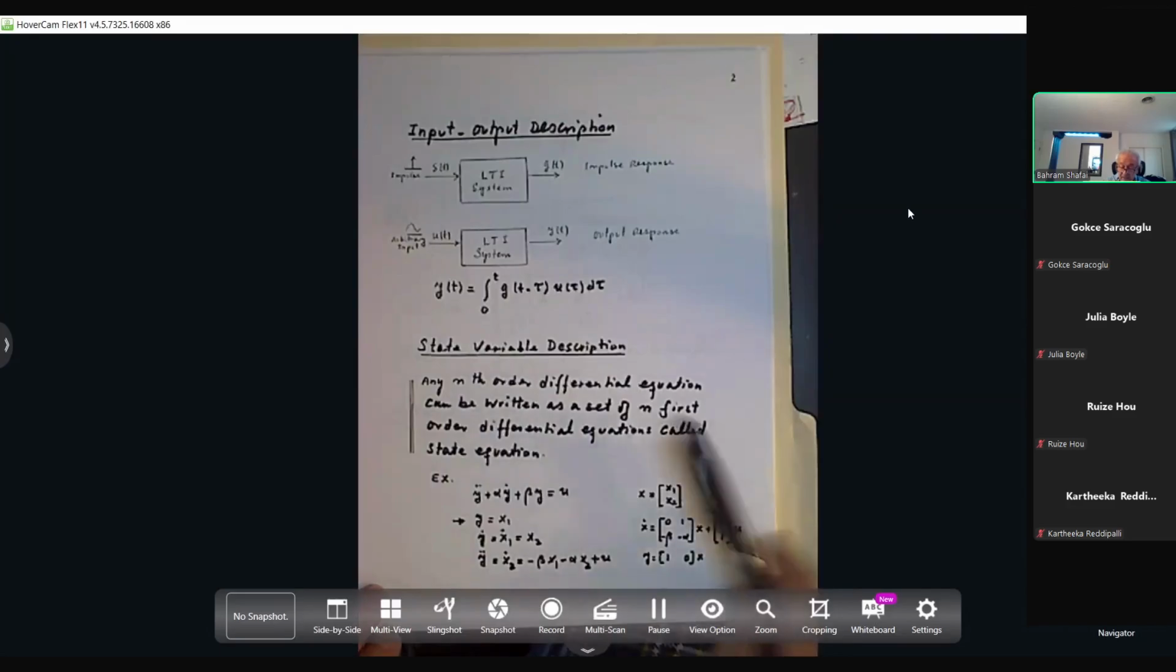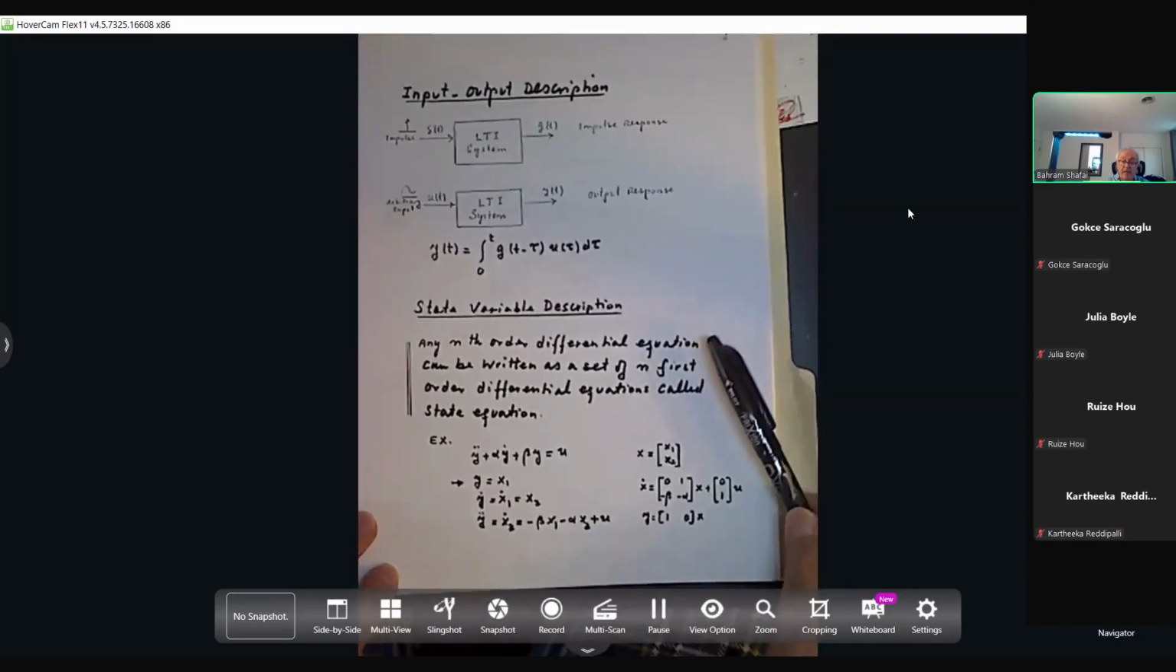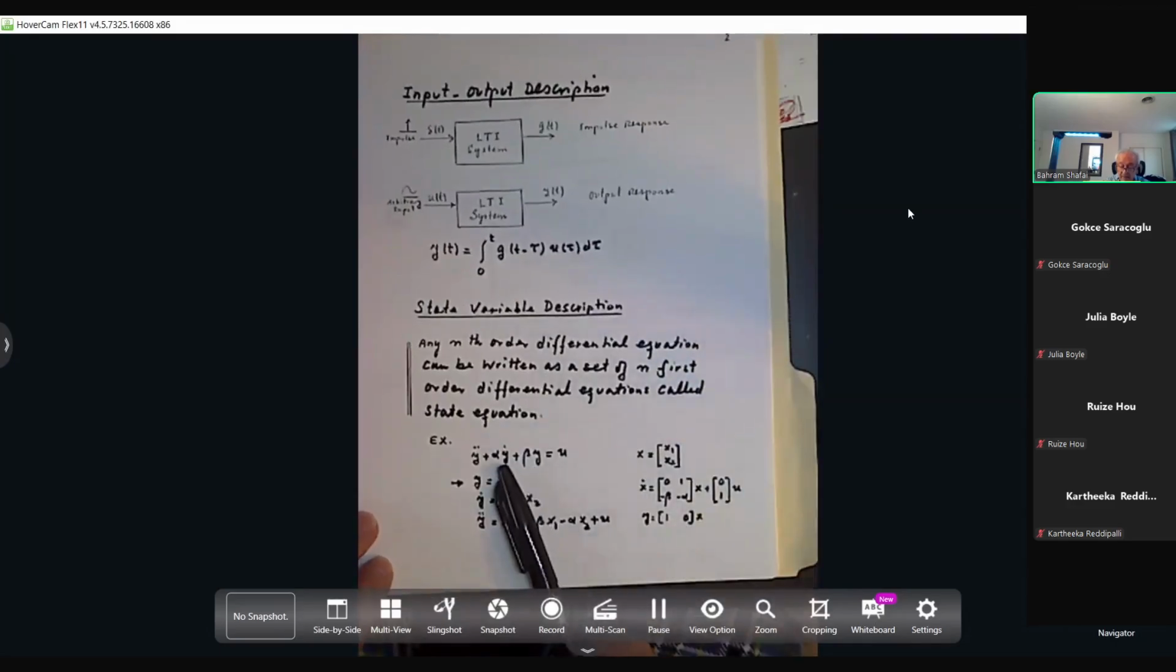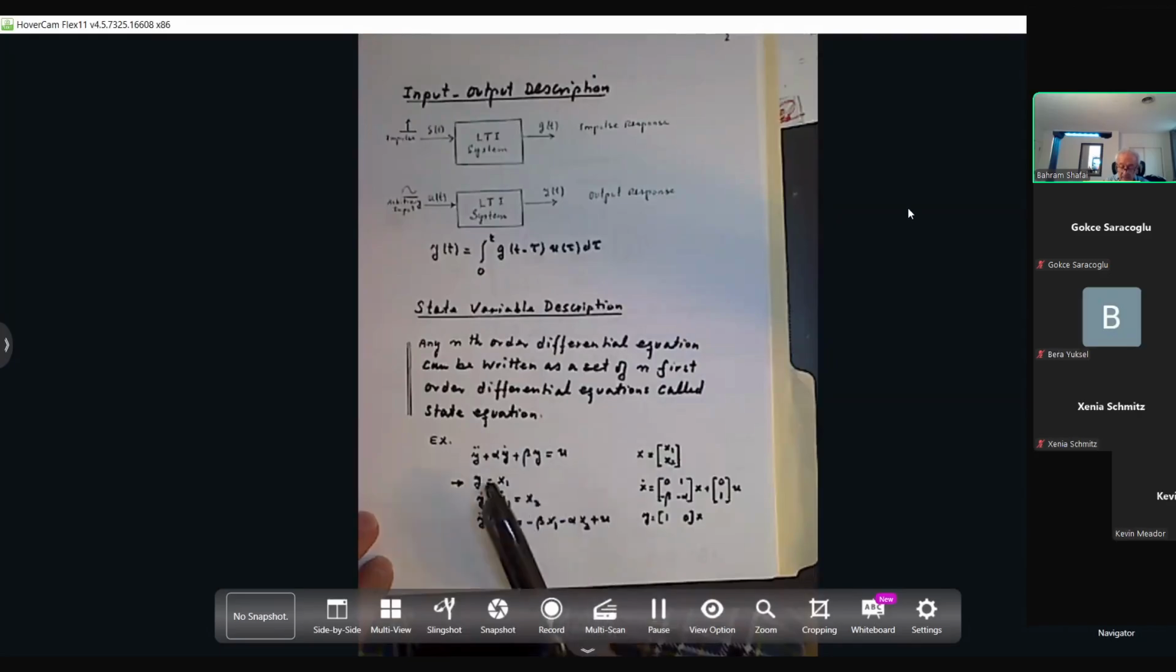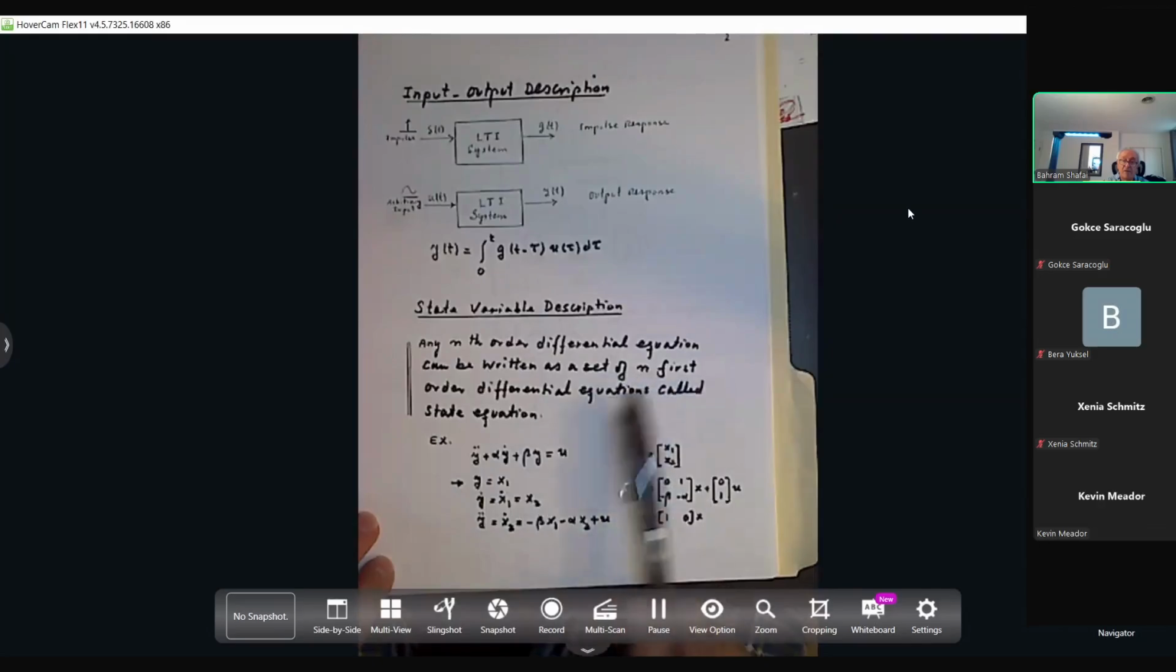This is when we go to the output response, we will talk about this equation again. Now, for the state variable representation, we showed how you can obtain a state equation from a differential equation. If you have an nth order differential equation, you can represent it as a set of n first order differential equations, which is called the state equation.